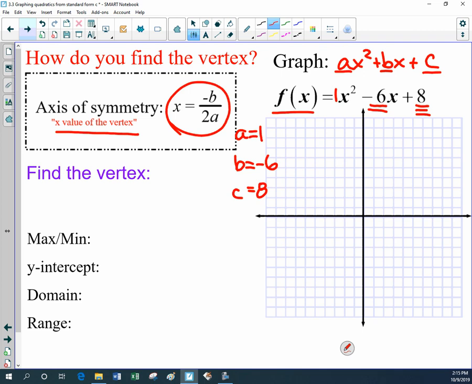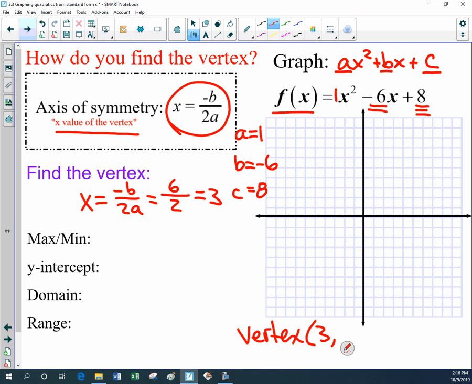So to find the vertex, this is what we do. We start by using this formula, so opposite of b over 2a, and this is going to tell us the x value of the vertex. So opposite of b, b is a negative 6, so the opposite of negative 6 would be a positive 6. And then 2 times a would be 2 times 1, which is 2. 6 divided by 2 is 3. Okay, so the x coordinate of the vertex is 3.